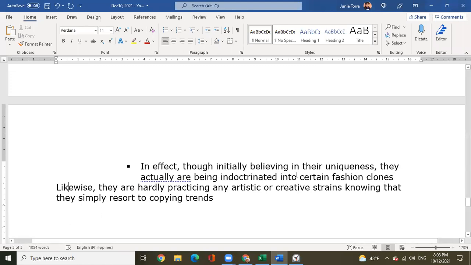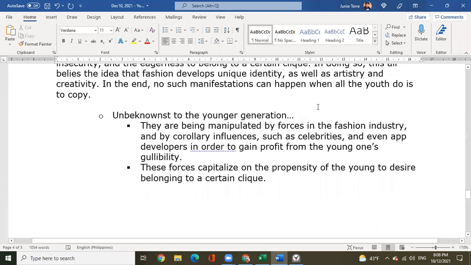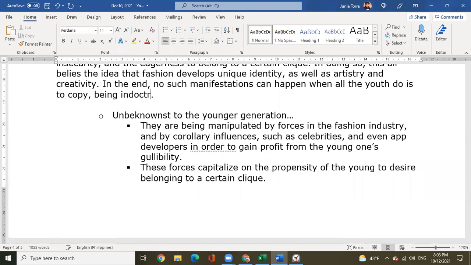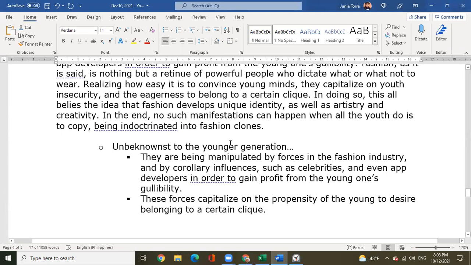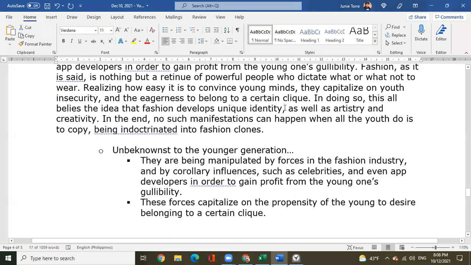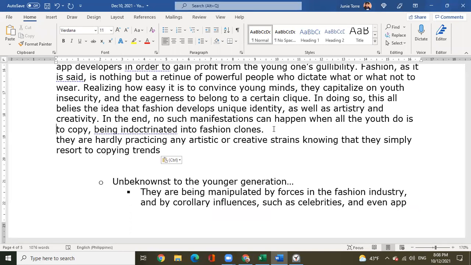Ooh, I want to use that word indoctrinated. There. Being indoctrinated into fashion clones. There. And then let's copy paste this one. They are hardly practicing any artistic or creative strains now. Is simply oh, okay. Mm, then no, when all they used to do is to wait. I wanna insert that. That's the beauty of computer delivered, guys. So easy to insert.